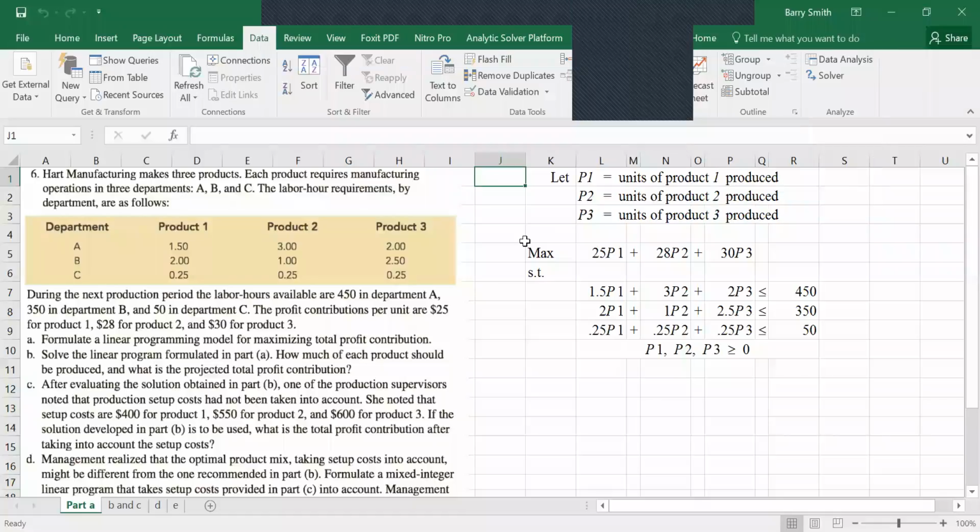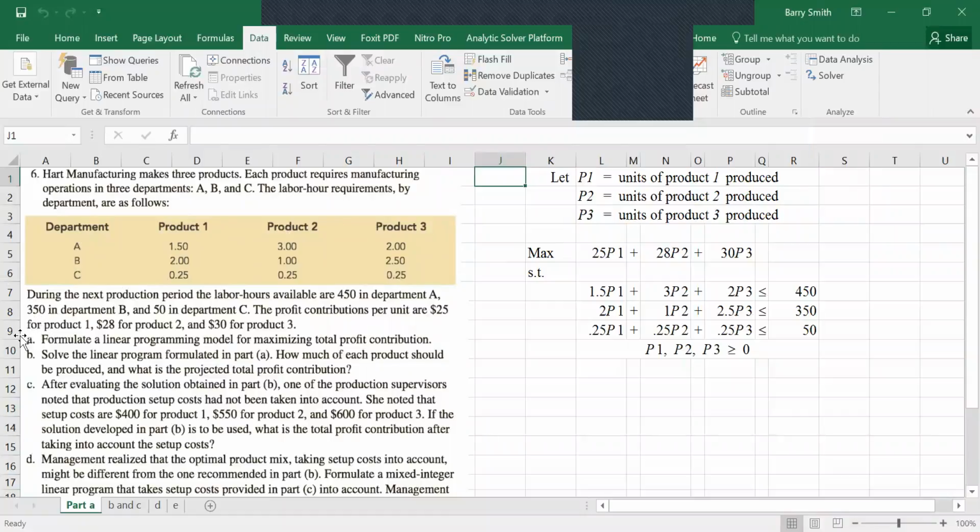Okay, so I'm going to look at 12.6 tonight. Hart Manufacturing makes 3 products. Each product requires manufacturing operations in 3 departments, A, B, and C. The labor hours required by departments are as follows. So we have departments A, B, C. We have product 1, product 2, product 3, and that's the labor hours requirements.